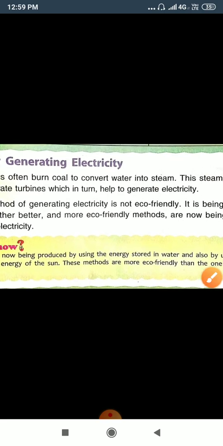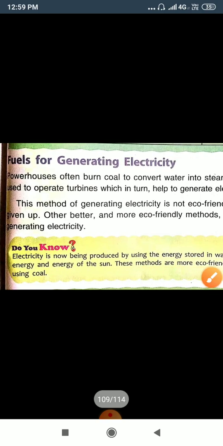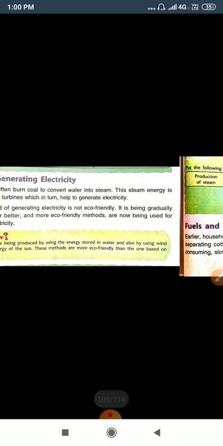The other method of generating electricity, which is more eco-friendly, is hydroelectricity. See this, do you know it is given here? Electricity is now being produced by using the energy stored in water and also by using wind energy and energy of the sun, and these methods are more eco-friendly than the one based on using coal.